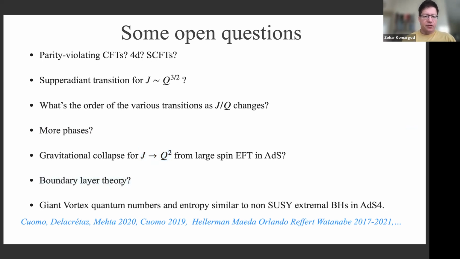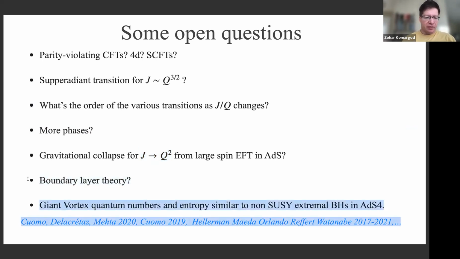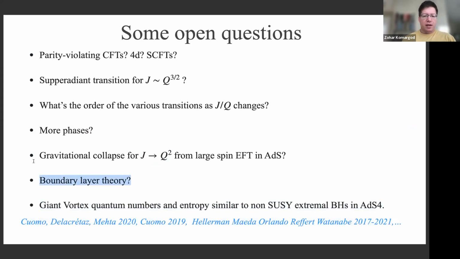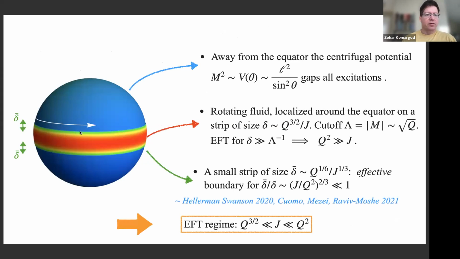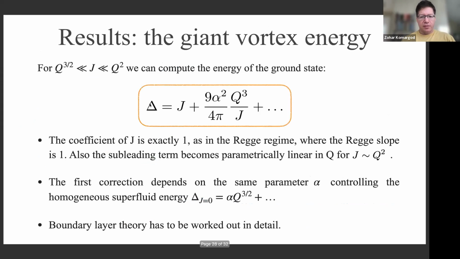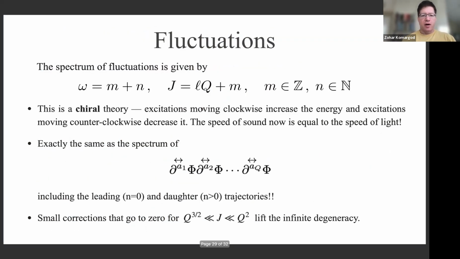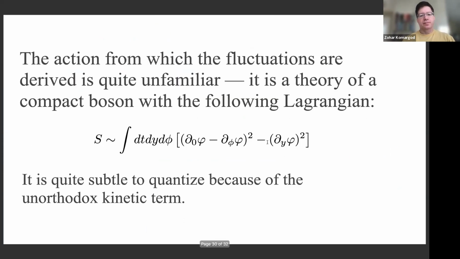Boundary layer theory is an interesting problem, both for the experiment and for the theory. You have to understand carefully the boundary conditions on the green layer and how they contribute, for instance, to this formula, the energy of the giant vortex, or how they contribute to the dispersion relation of the fluctuations.